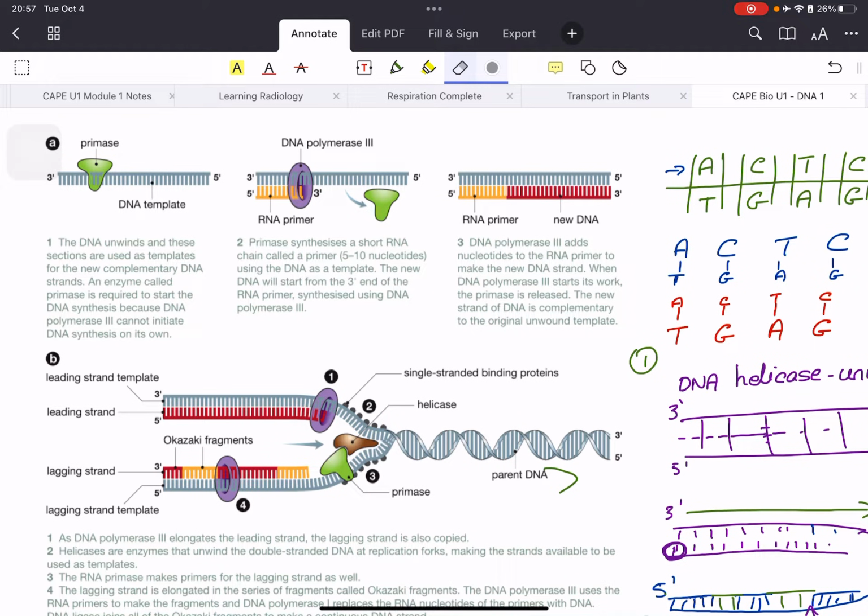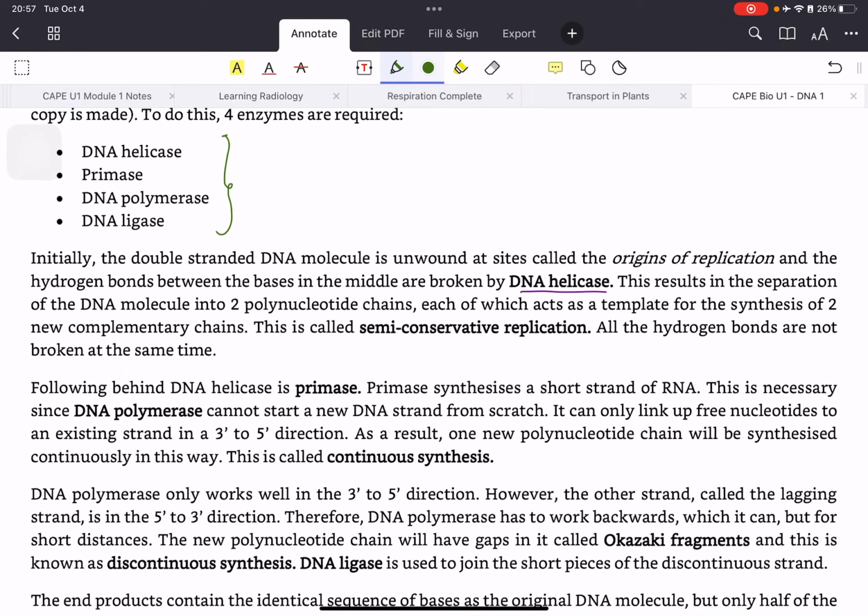The double-stranded molecule will unzip into single strands, right? So the enzyme that does this is our friend DNA helicase. If I take you back now to the paragraph here, the double-stranded DNA molecule is unwound, and it is done so by DNA helicase. So the chain is going to separate into 2 separate chains, and each of those will act as a template for the new chains to be formed, okay?